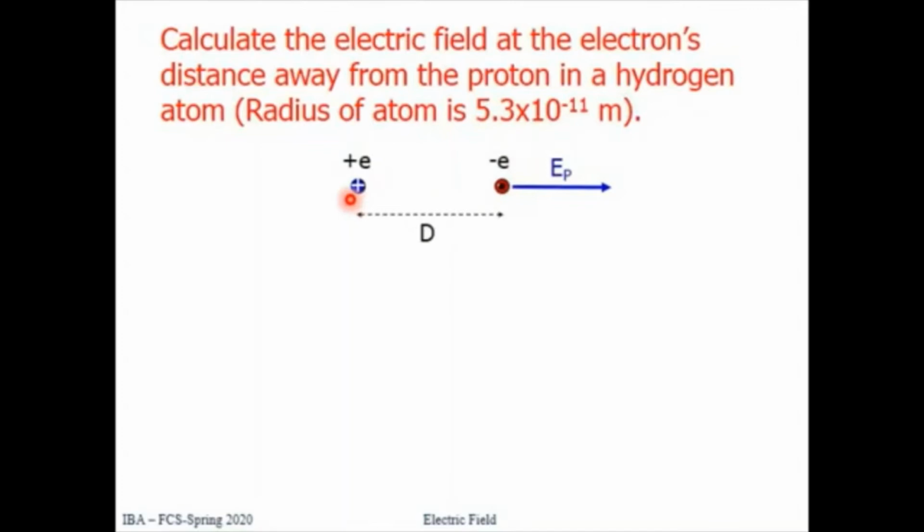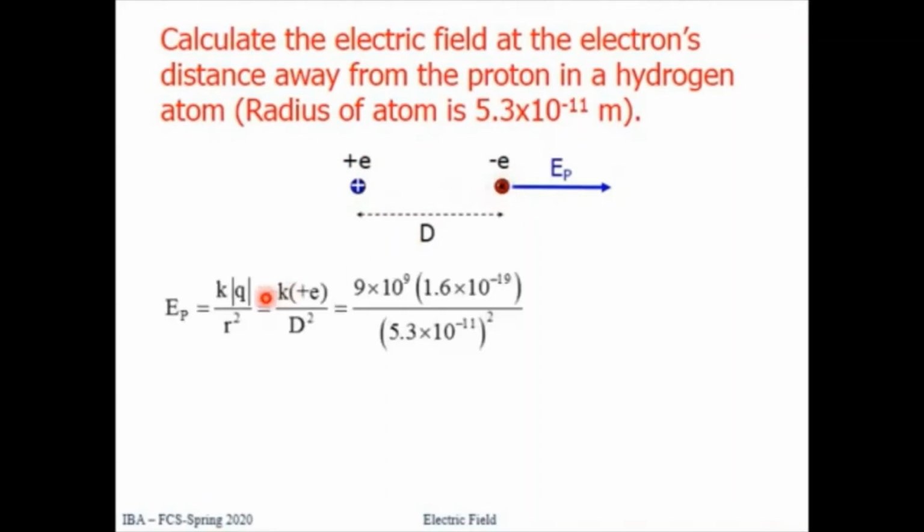So we have two charges: one is positive at the nucleus and the other is negative. The two charges and the distance between them are given. In order to find the electric field because of this nucleus at this point, we can use this equation. Again, K is the Coulomb constant, Q is the source charge, and R is the distance from the source charge to the point where we intend to find the electrostatic field.